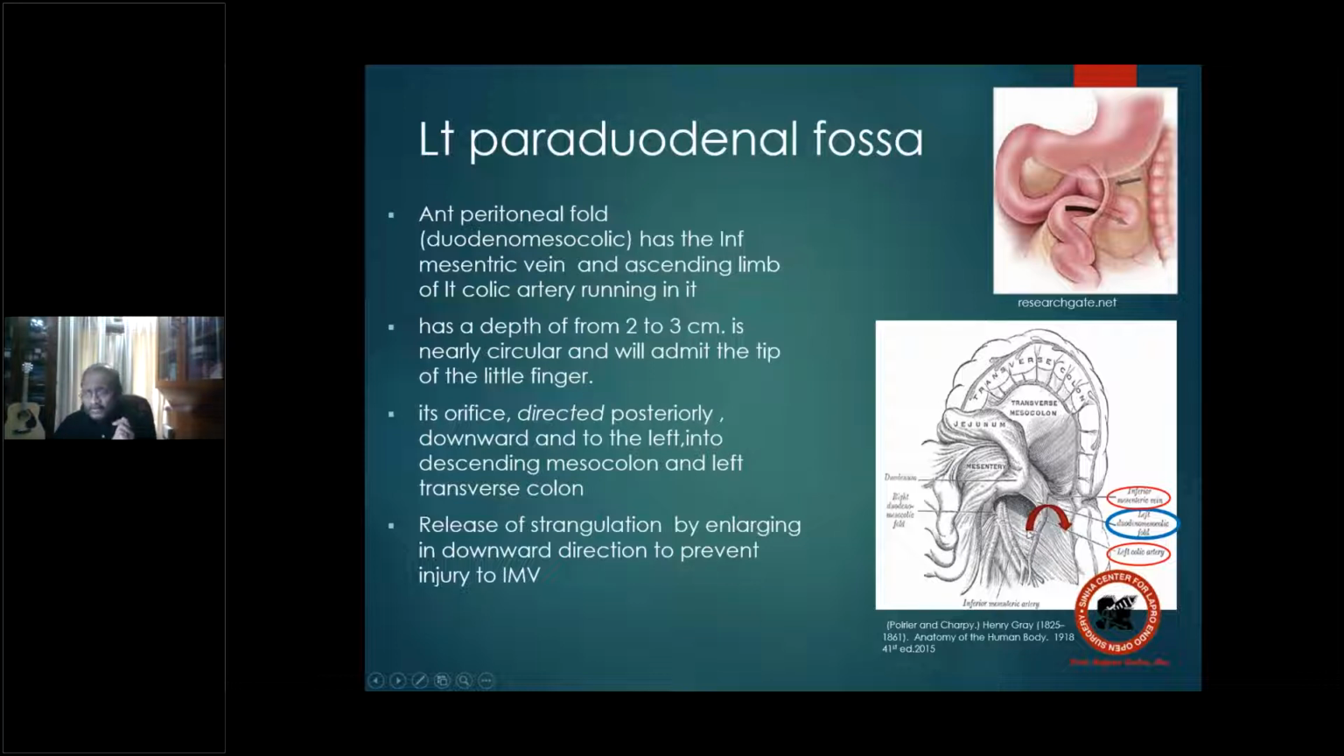And the orifice, see this arrow? It is going to the left and downwards. That is where it is going. So from the opening, the fossa is going downwards, right? And if you have to release the obstruction, then you have to prevent injury to the vessels, especially the inferior mesenteric vein, and to the ascending branch of the left colic artery.